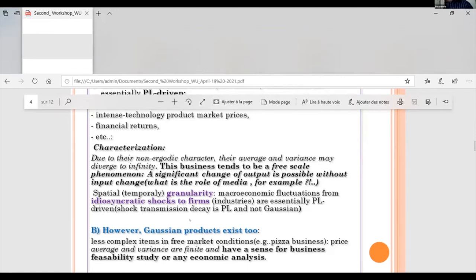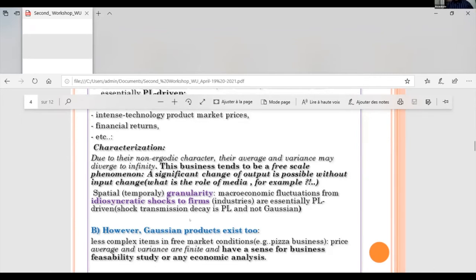For example, the market of pizza, we know that the variance is very small concerning the price. The price is almost similar in a competitive market. For this kind of phenomena, of course, it is much easier to have a sense for business feasibility study or economic analysis. In the case of power law distribution, it's much more complicated, and that is why most predictions may not make sense if we don't take into account power law distribution.